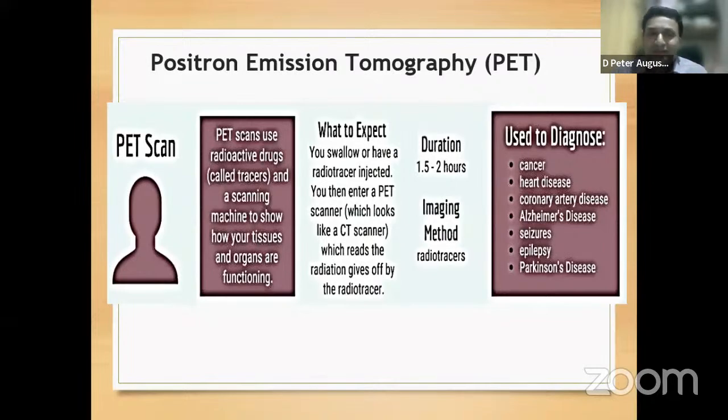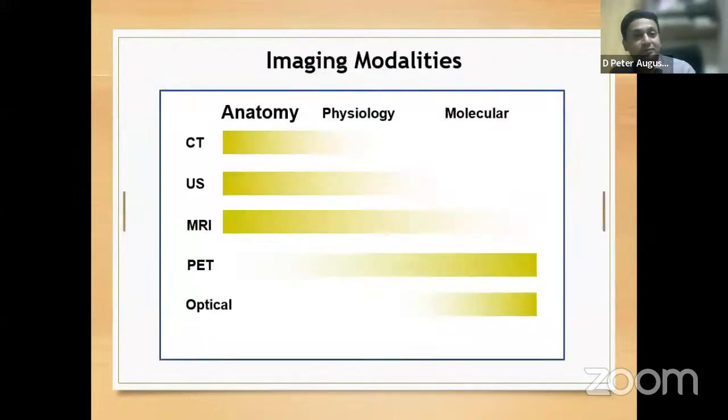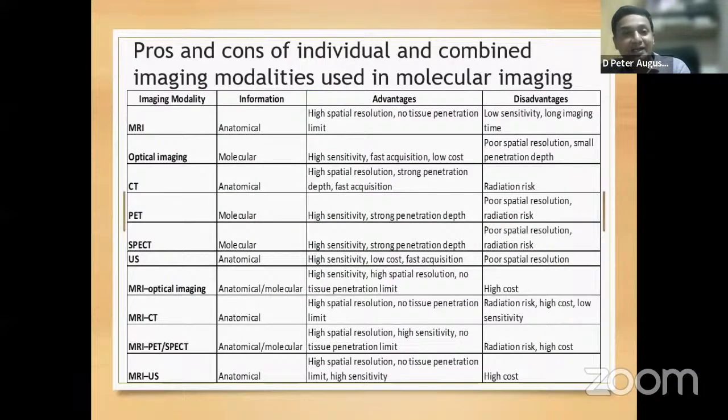There are two things, we'll see. Maybe in the next slide I will have it. Imaging modalities work at the anatomy, physiology, and molecular levels. CT and ultrasound are at the anatomy and physiology level. MRI goes up to the molecular level, PET goes to the molecular level, and optical is also molecular. When we talk about the molecular level, it has more advantages currently. You can see that.